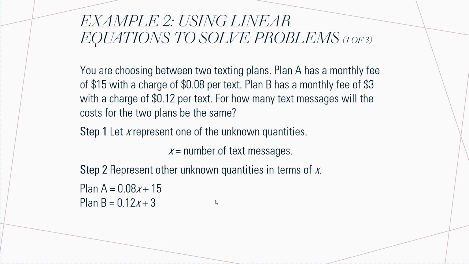But anyways, Plan A was a monthly fee of $15 with a charge of 8 cents per text. And Plan B has a monthly fee of $3, okay, with a charge of 12 cents per text. Okay, how many texts will the cost for the two plans be the same? All right. So we want to find out how many texts they'll be the same. Okay, so step one, what we're looking for, the unknown quantity. So we're trying to solve for the number of texts.